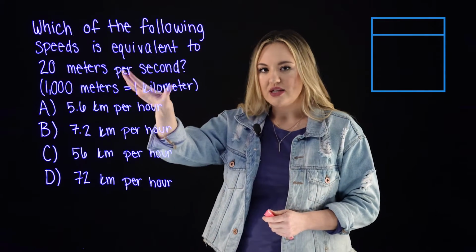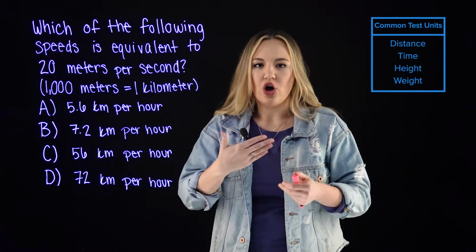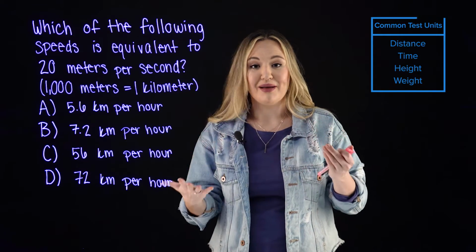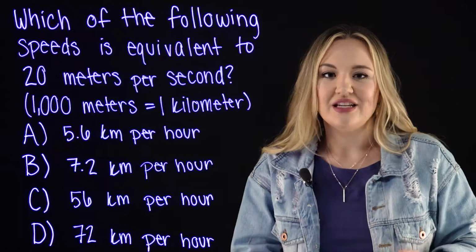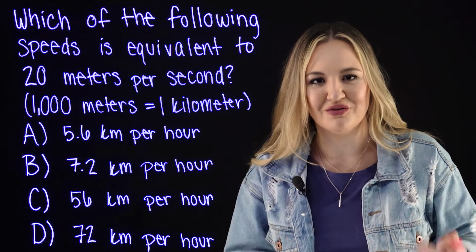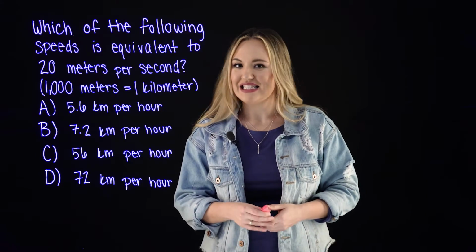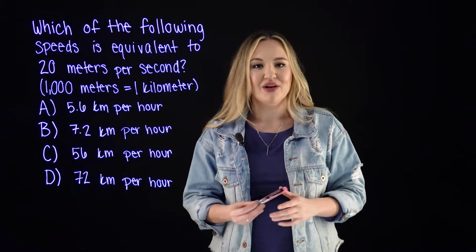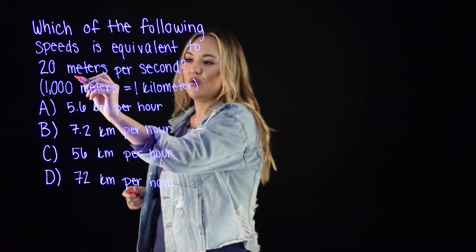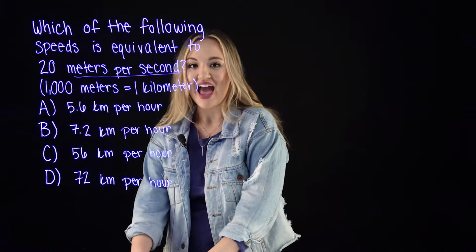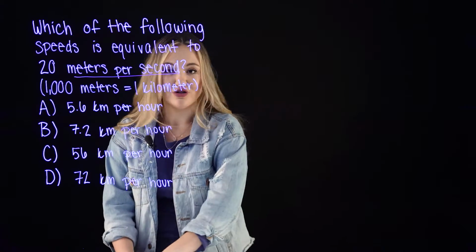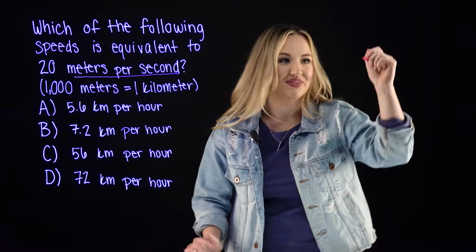This one is also a speed question, but not all your unit conversions will be speed. Some might be for volumes, some might be for time. So you just need to be able to do these same steps regardless of what units you're converting. Okay, so let's take it from the first step. The first step is to identify the units you have and the units you want. And in this case, we have 20 meters per second, and we want, in all of our answer choices, kilometers per hour. So those are the units that we're going to work with.